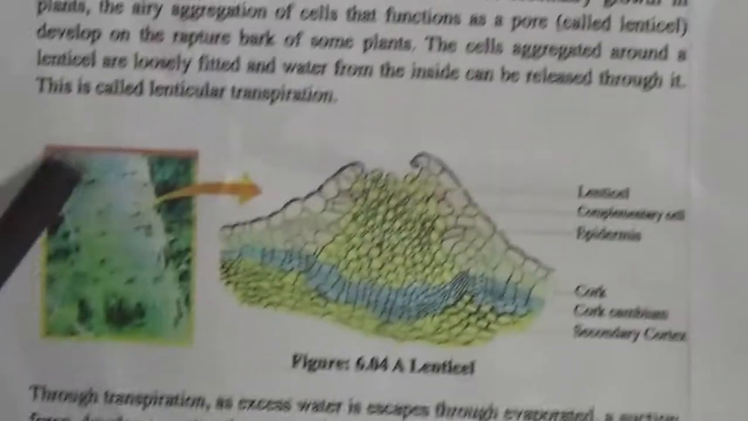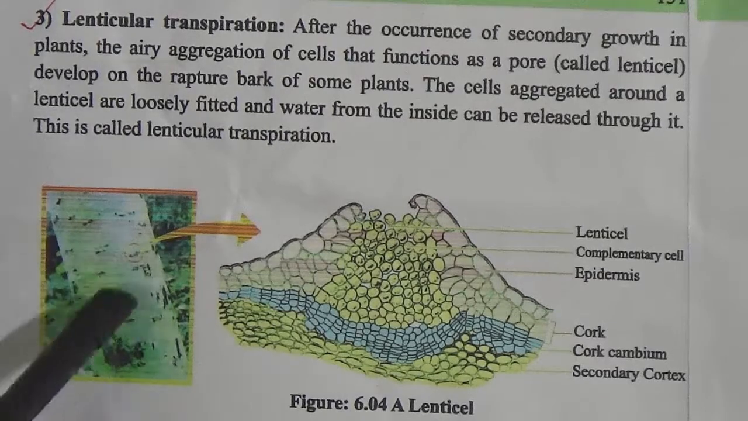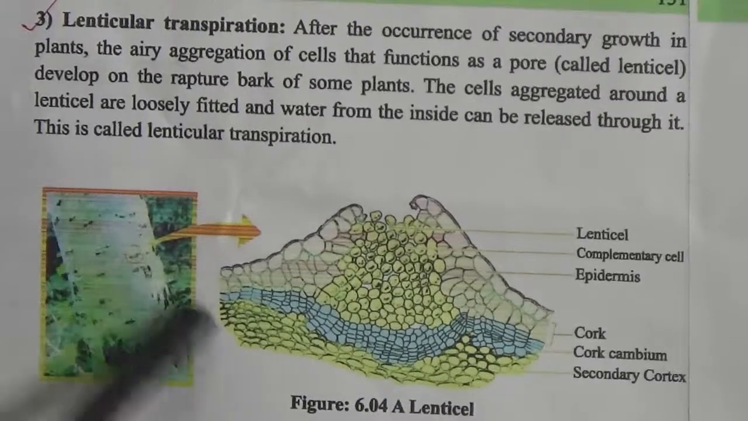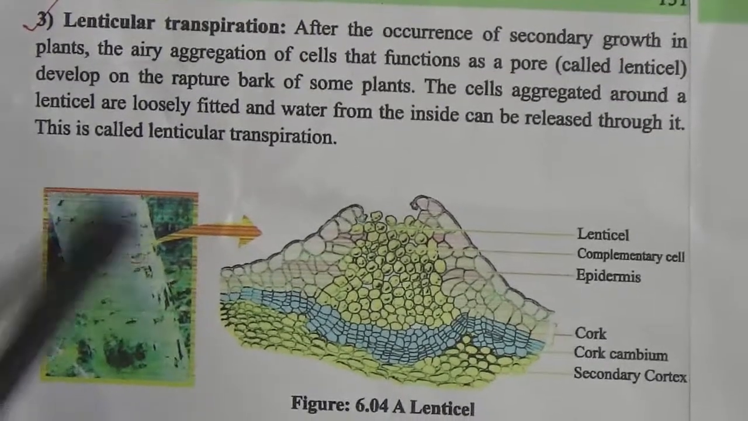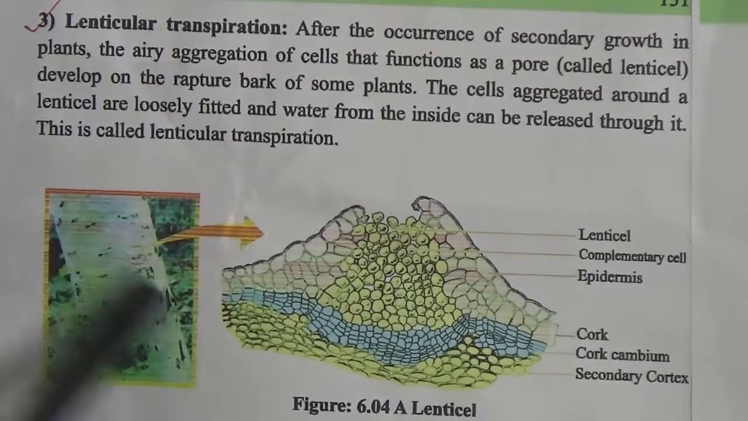Now come to the next type, that is lenticular transpiration. This is the bark of the plant. Through the bark, if we observe, there are some holes. Through these holes, through these pores, some transpiration occurs. That transpiration is known as lenticular transpiration.